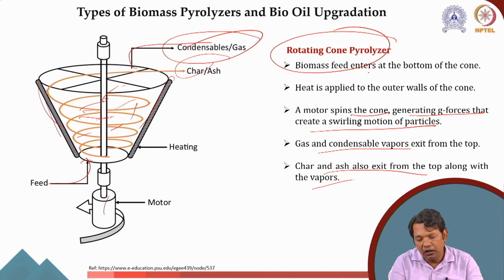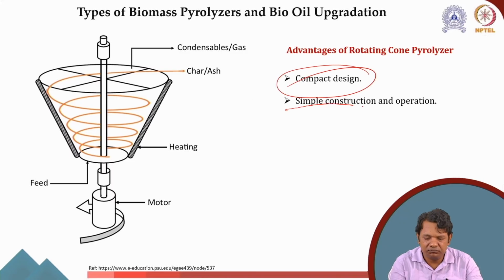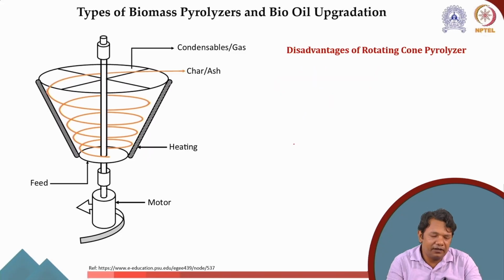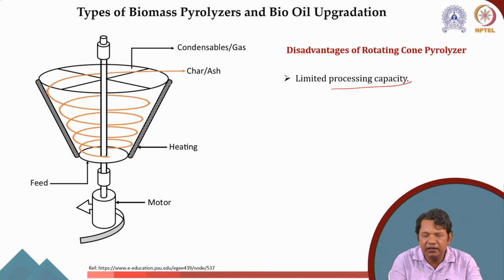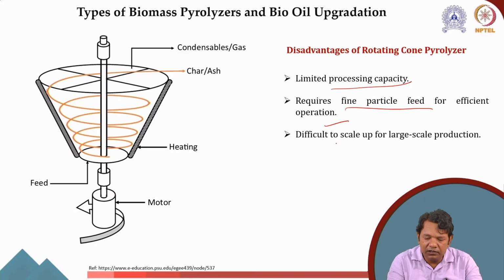Now the advantages of this kind of unit are compact design, simple construction and operation, and a low requirement for heat carrier material. As you can see here, there is no heat carrier material. But the major problem is that, being compact, it is of a smaller size, so it has limited processing capacity, requires fine particle feed for efficient operation, and is difficult to scale up for large scale production.